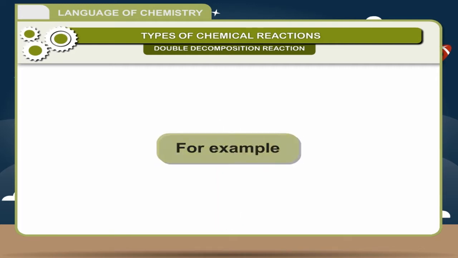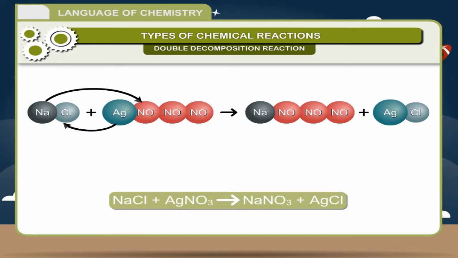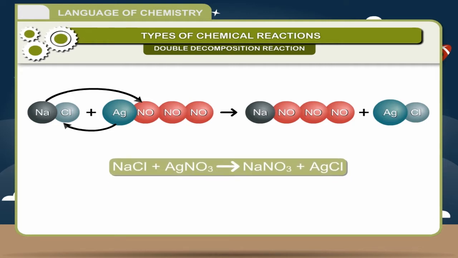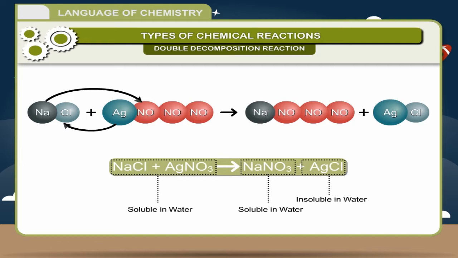For example, NaCl plus AgNO3 gives NaNO3 plus AgCl. Both the reactants, NaCl and AgNO3, are soluble in water. One of the products, NaNO3, is soluble in water and the other, AgCl, is insoluble in water.